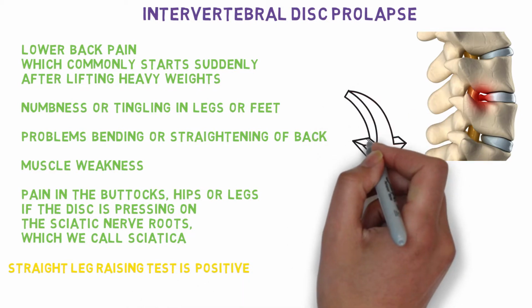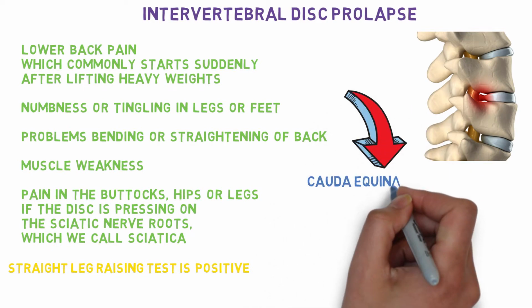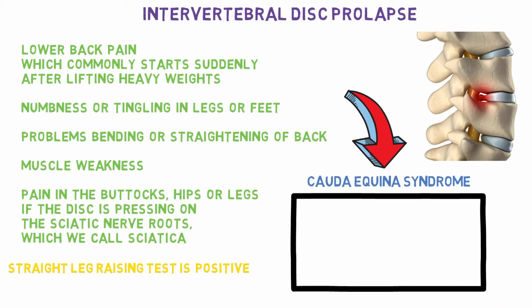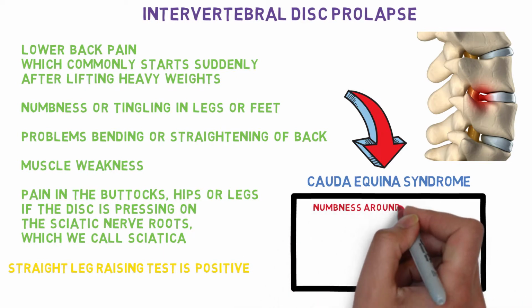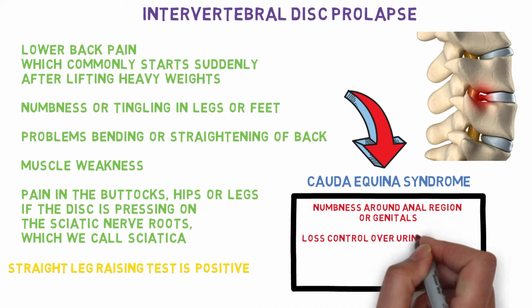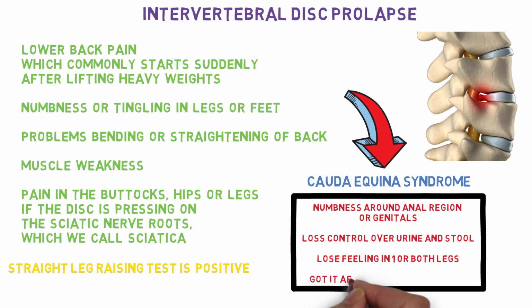If the condition of intervertebral disc prolapse gets worse, it can cause cauda equina syndrome. Symptoms suggesting cauda equina syndrome are numbness around the anal region or genitals, lost control over urine and stool, loss of feeling in one or both legs, or onset after a serious accident.